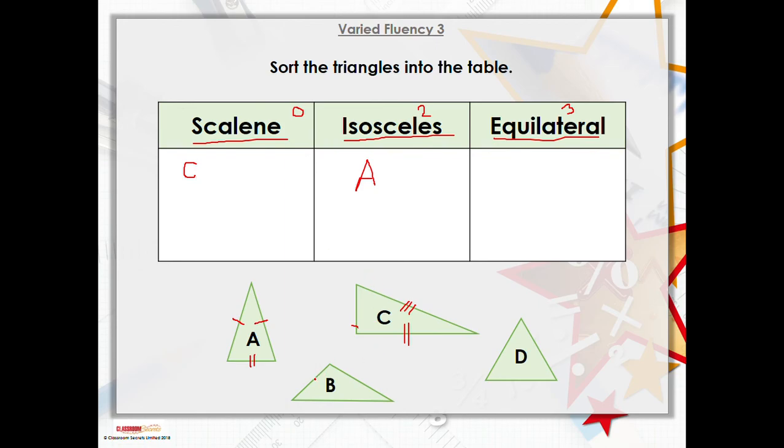Looking at B, this length here looks very different to that length there, and it's also very different to this length here. So again, B must be a scalene triangle. Looking at D, I can see that all these sides are exactly the same, so it must be an equilateral triangle.